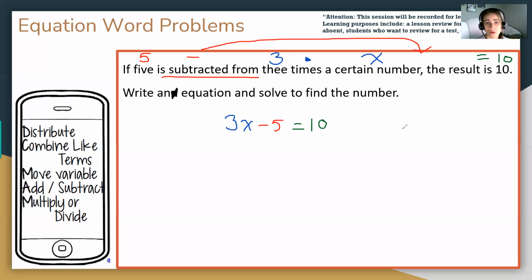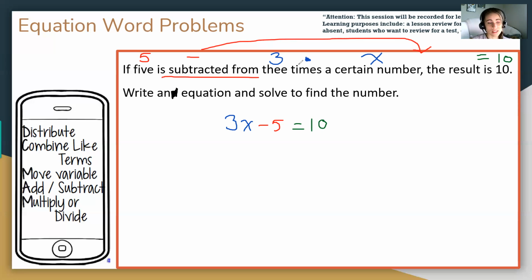Before I go ahead and solve this, I'm going to read this one final time to make sure that it really matches my equation. Because if my equation is wrong, then everything I do from here on out is going to be wrong. All right, if 5 is subtracted from, yep, I have a minus 5, and it's subtracted from, so after, 3 times a certain number is 10. Yep, it matches right up. So now we're ready to solve.